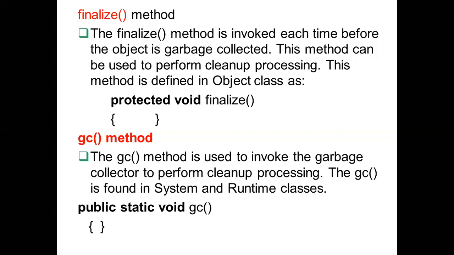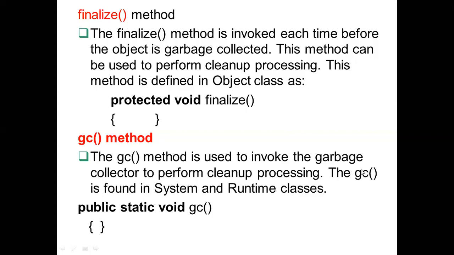Once again, the finalize method is invoked each time before the object is garbage collected. This method can be used to perform the cleaning up process. This method is defined in the Object class, so it is defined automatically. The syntax is protected void finalize. Next is the gc method.